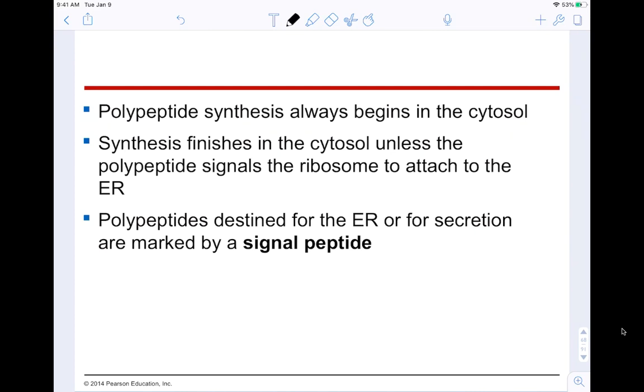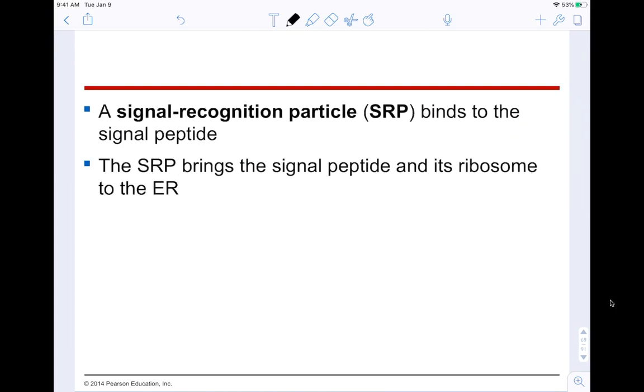Polypeptides destined for the ER or for secretion are marked with a signal peptide. So a signal recognition particle called an SRP binds to this signal peptide. The SRP brings the signal peptide and its ribosome to the ER. That's how it becomes bound.